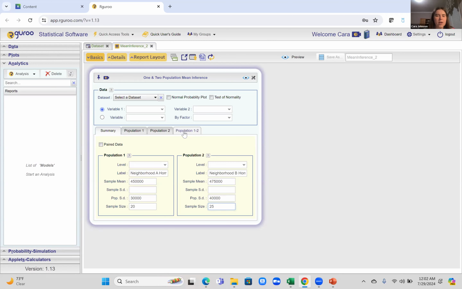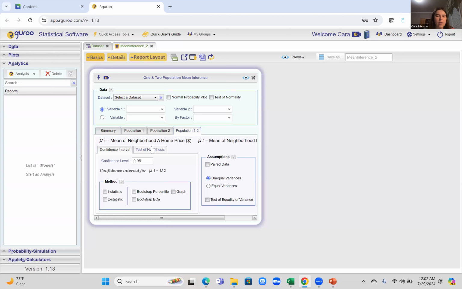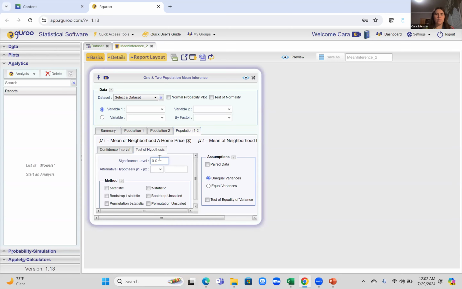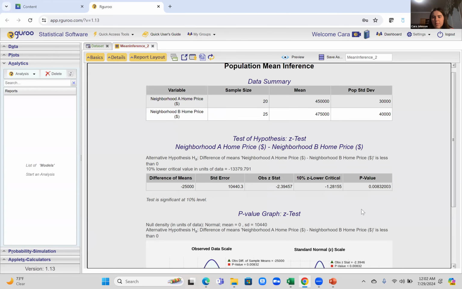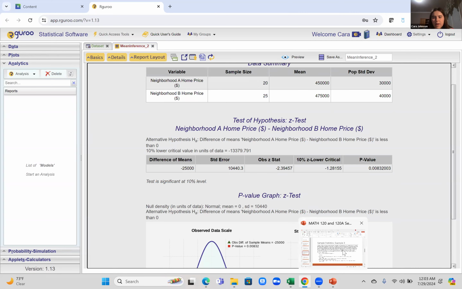And then population 1 minus 2, test of hypothesis, significance level 0.1. This one was less than for my alternative sign. And then you always put 0 in this box. And then check Z because you know the population standard deviations. If you didn't know the population standard deviations, you check T. Hit the eyeball. Get a p-value of 0.0083.